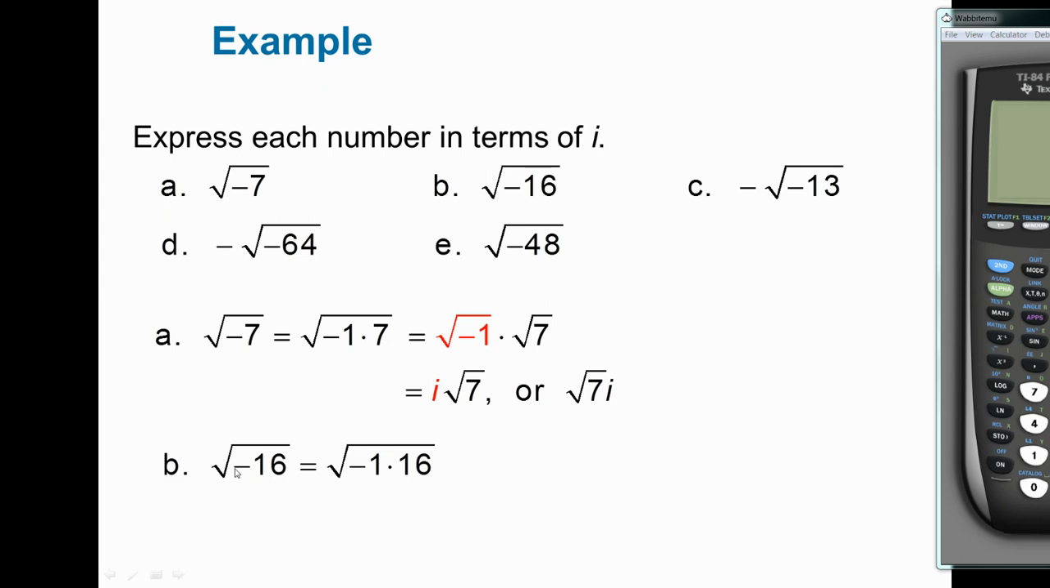All right, square root of -16, same process. We express -16 as the product of -1 and 16. Then we separate the -1 and the 16 under their separate radical symbols. And by definition, the square root of -1 is defined as the letter i. All right, i times 4. Well, probably best written as 4i.